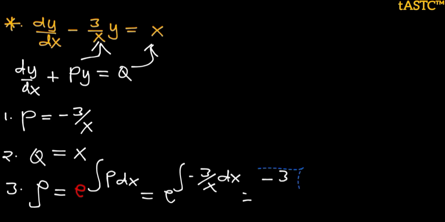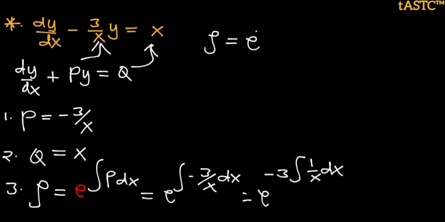Okay, so I need to rewrite it. This is going to be e raised to the power of negative 3 times the integral of 1 over x dx. Now we know that the integral of 1 over x gives us ln x. So rho is equal to e raised to the power of negative 3 ln x. From the laws of logarithm, negative 3 could go to the power of the subject of the natural logarithm. So this gives us rho equal to e raised to the power of ln x to the negative 3.